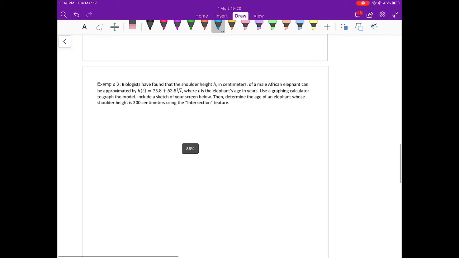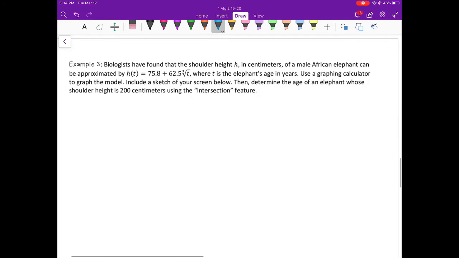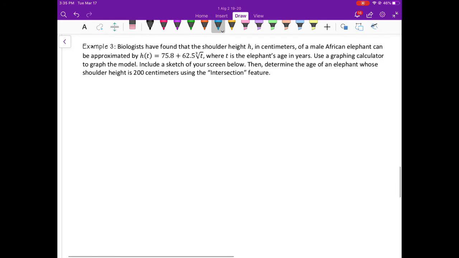Okay. Lastly, we have ourselves a word problem. Of course we do. Biologists have found that the shoulder height in centimeters of a male African elephant can be approximated by this function, where t is the elephant's age in years. We're going to use our graphing calculator to graph the model, include a sketch of your screen below, and determine the age of an elephant whose shoulder height is 200 centimeters using the intersection feature.